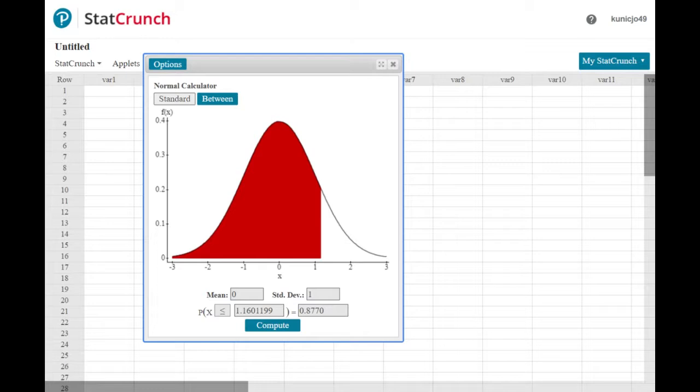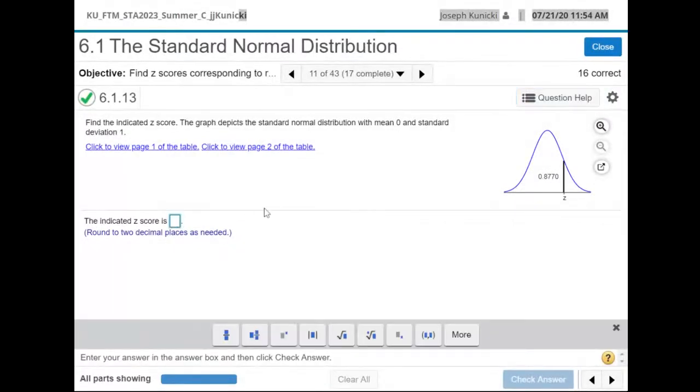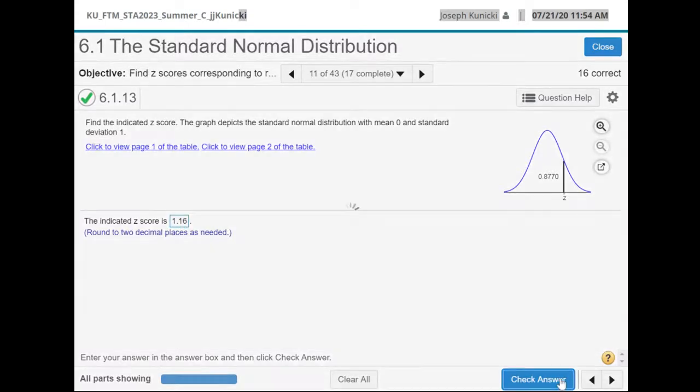Okay. So I go back to the problem. And it should be coming up right there. You see it? Yep. So there's 2 decimal places. So 1.16. Okay. Check answer.